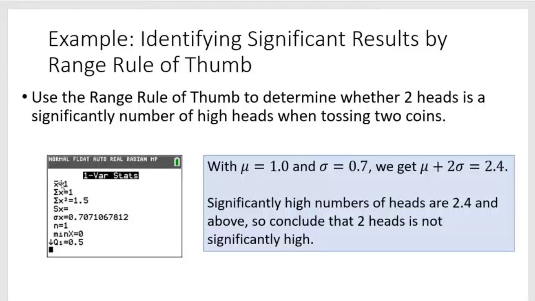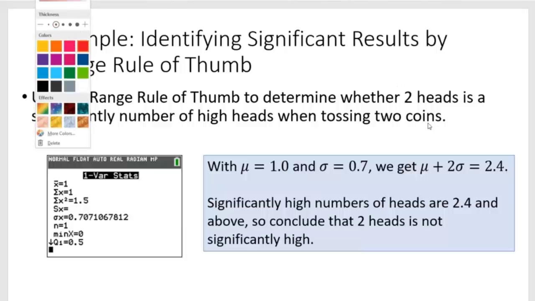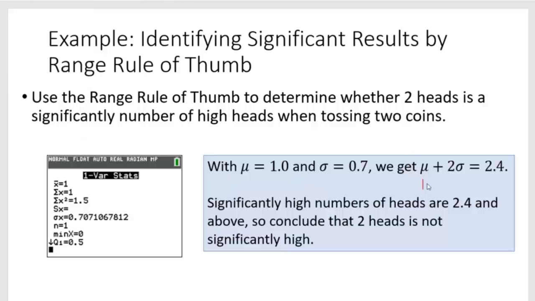So over here, when we looked at our results, and I've just got them printed here so I don't have to bring back up that calculator again, our mu was 1, and sigma, our standard deviation, was 0.7. Even if I did that to another decimal place, that's fine. You just always have to read your instructions. So if you want to know if 2 heads is significantly high, then we're wanting to go up 2 standard deviations. Going up 2 standard deviations would be 1 plus 2 times 0.7, and that's where this 2.4 came from. So significantly high is going to be anything that's 2.4 or more. So 2 heads is not significantly high then.